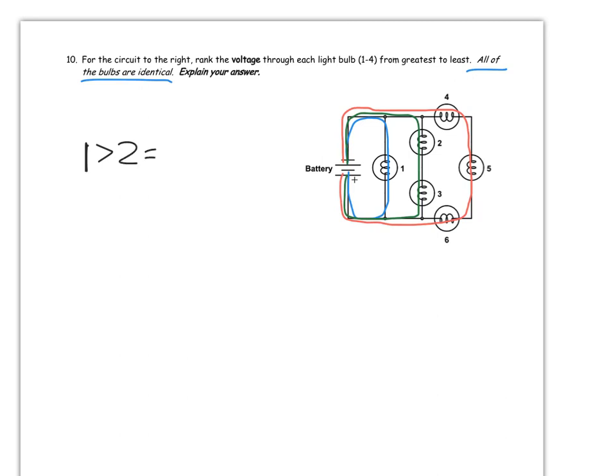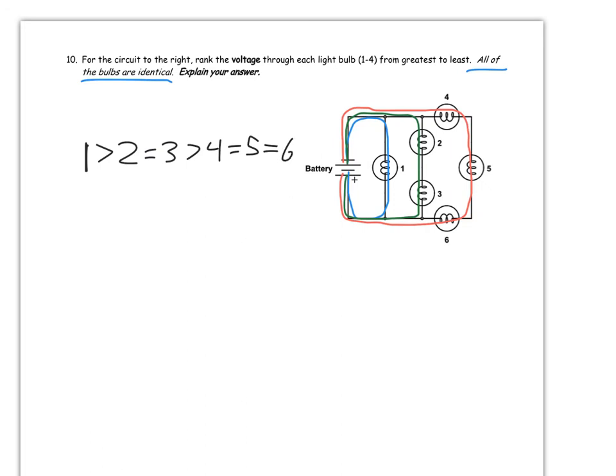So 2 and 3 are equal to each other. And then if we think about 4, 5, and 6, they're also sharing the voltage of the battery, but then it's split 3 ways, so they're going to be the least, but they'll all be equal to each other.